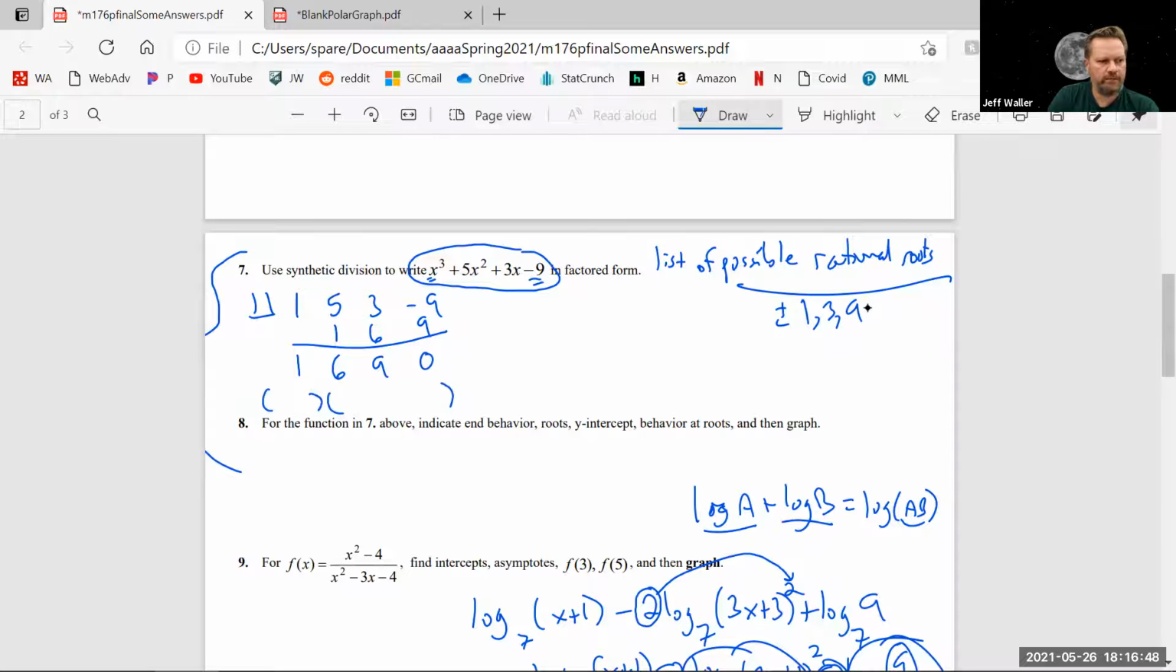So what does that mean? How have I factored it so far? What does this relate to? The 1 in the penalty box. What does that write as a factor here? What does 1 relate to as a factor? X minus 1. And of course, what's left? X squared plus 6x plus 9. And that's easy to factor. I'm just going to do it. Bam.